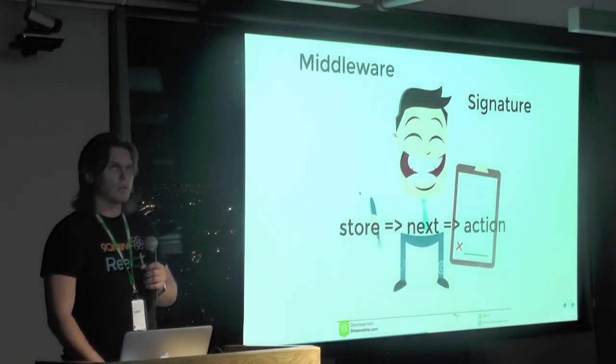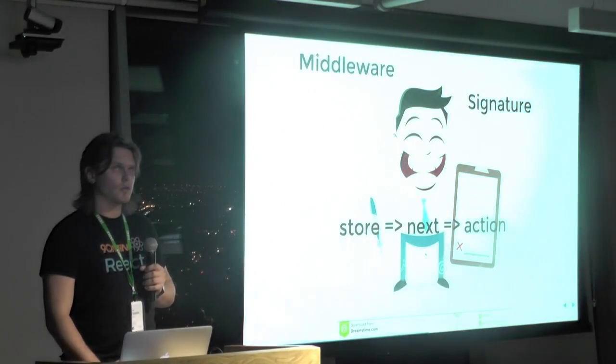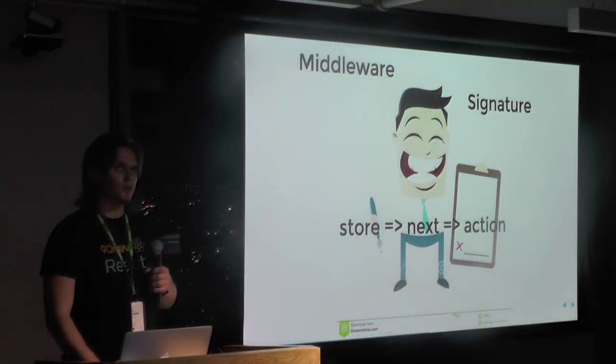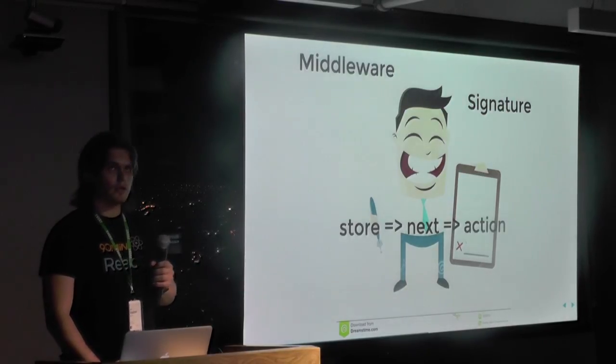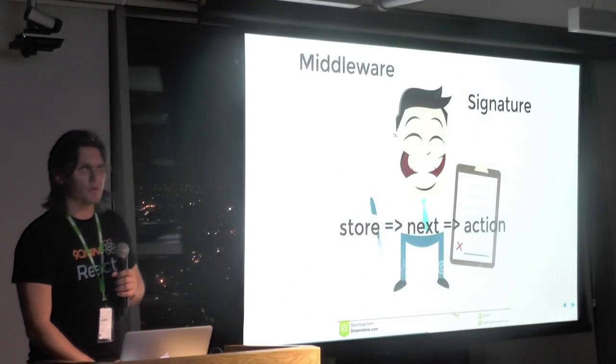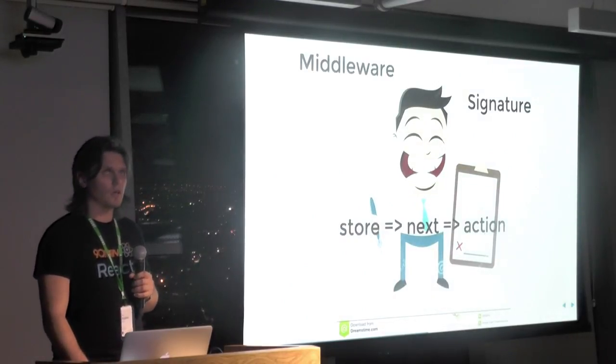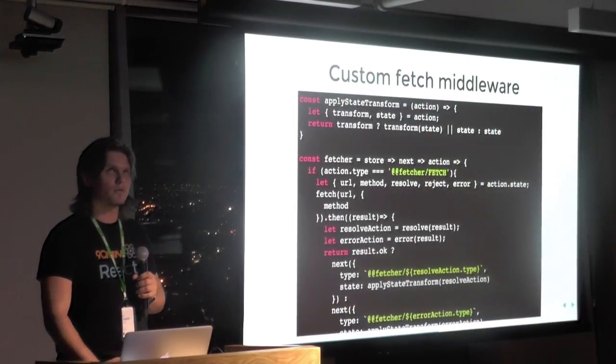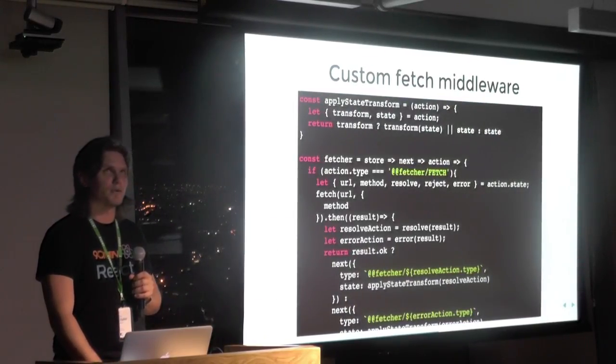In this case, the middleware signature is basically: middleware is a function which, as a parameter, gets store, and it returns a function which gets as a parameter next, which returns a function which gets as a parameter action. This is pretty vague until we see some code, so let's dive a little bit deeper into the code.